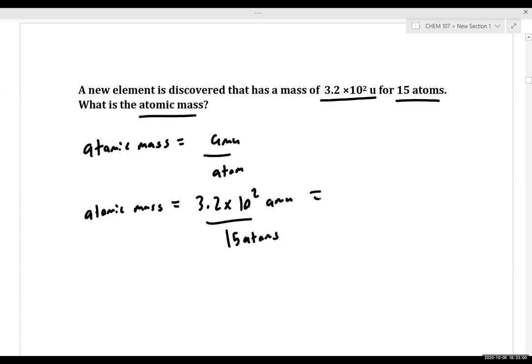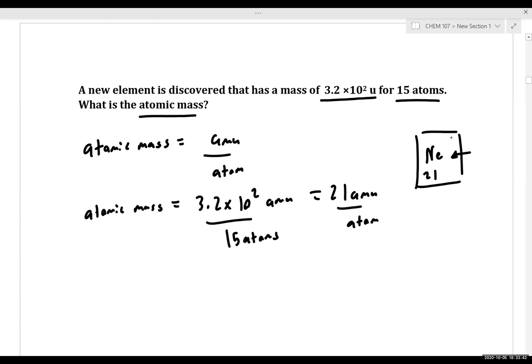So punching this into our calculator, we have 320 over 15, and that gives us a mass of 21 AMU per atom. And what element has a mass of 21 AMU per atom? What element has an atomic mass of about 21? Neon. Yep, so we can say that it's pretty close to that of neon.